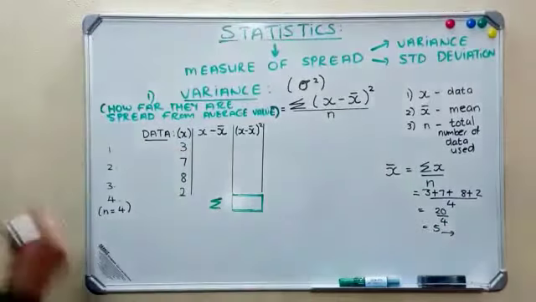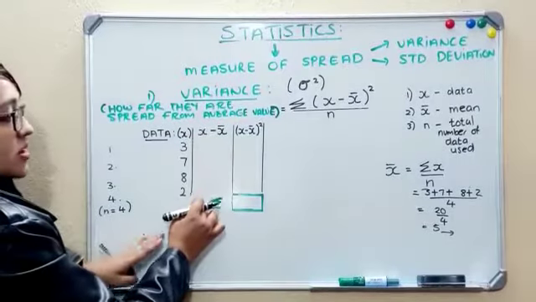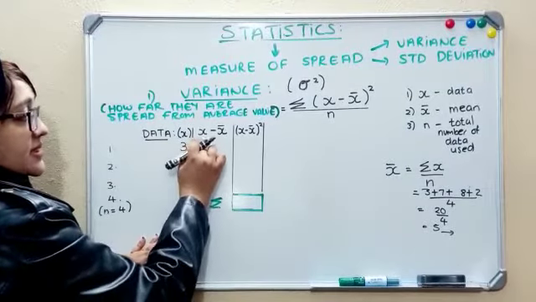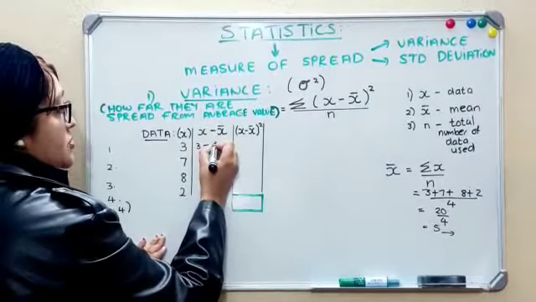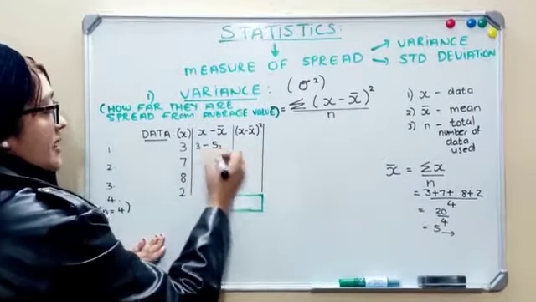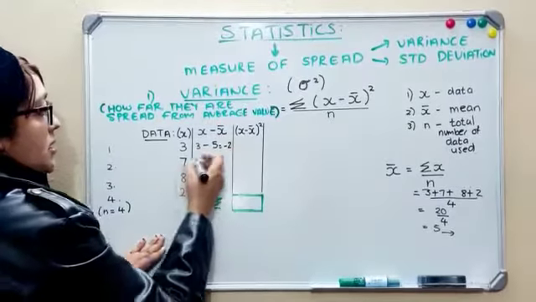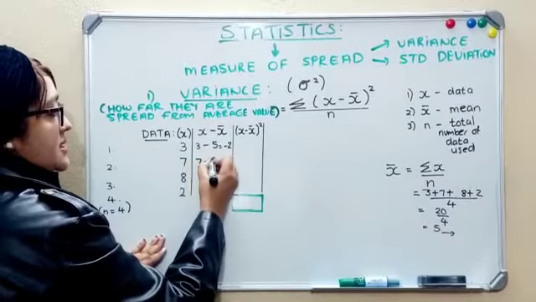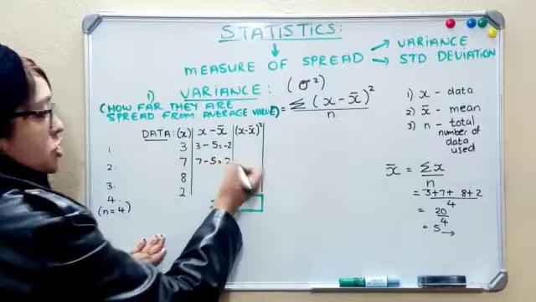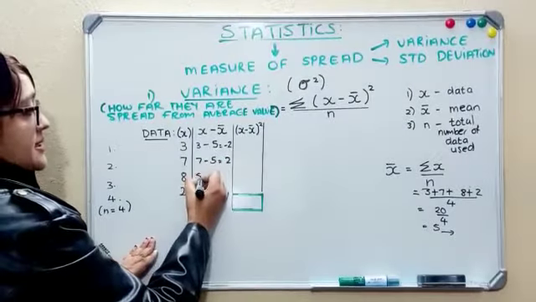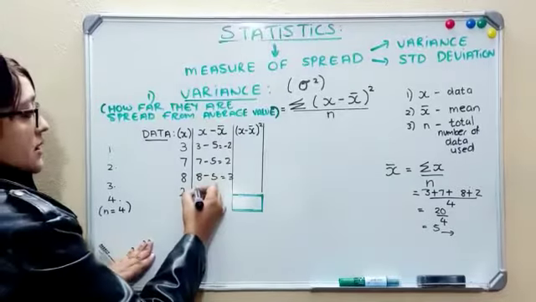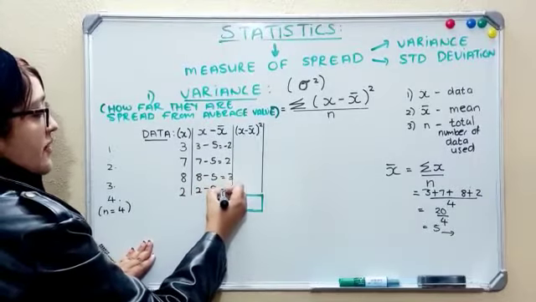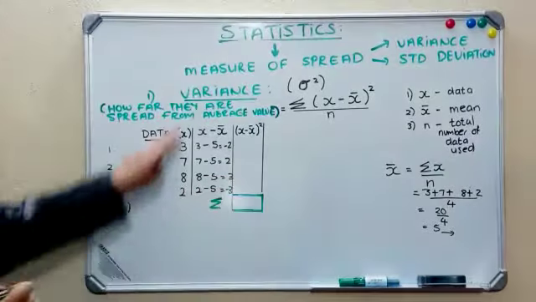Now I fill in these columns. The first one, X is the data, so I'm going to say 3 minus the mean. So it's 3 minus 5, which equals minus 2. Then I have 7 minus 5, which is 2. And here 8 minus 5 gives me 3. And here 2 minus 5, which is minus 3.